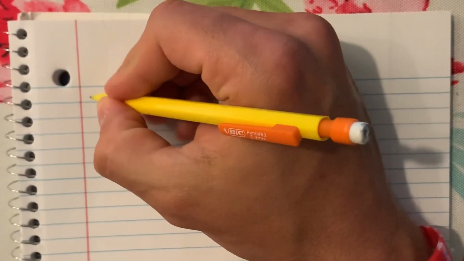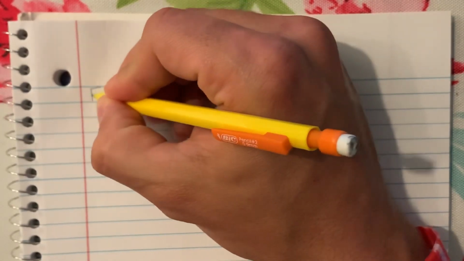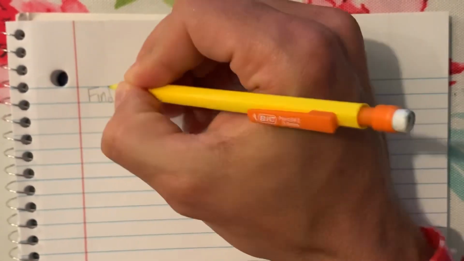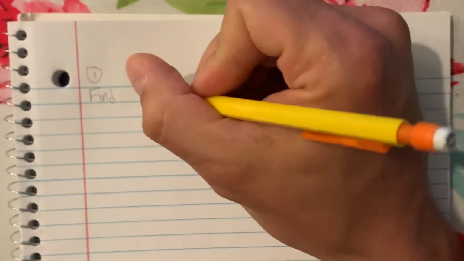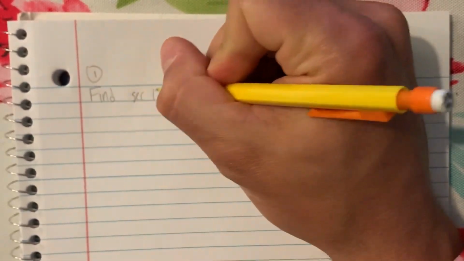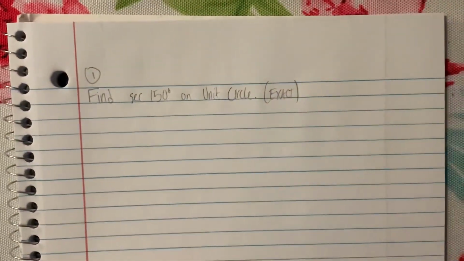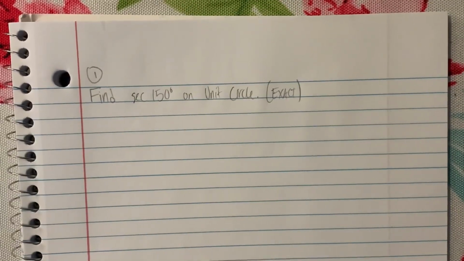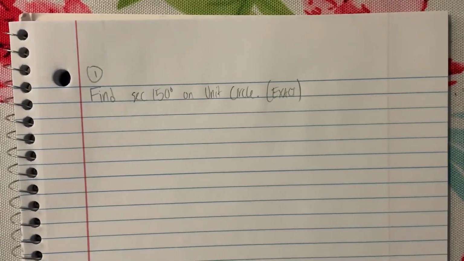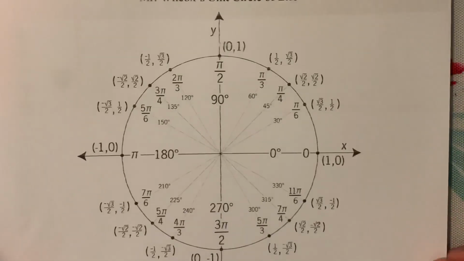So there are 3 quick review topics that I just want to give you that will kind of encompass all of the review topics that you're going to see on Delta Math today. And the first one, we'll call this number 1, is to find secant of 150 on the unit circle. And we want to remember that all of our values up until this point will be exact values. So this unit circle right here will be very valuable to you.